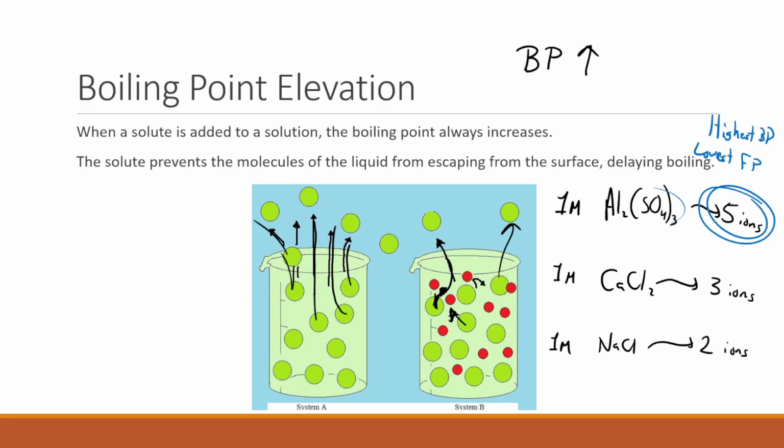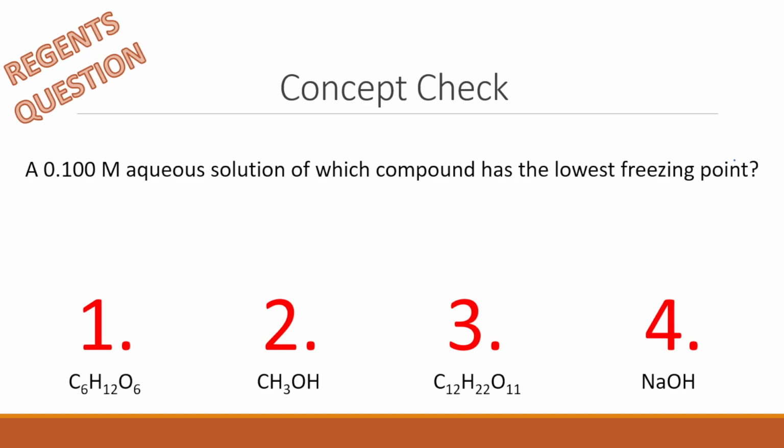The biggest change to boiling point, the biggest change to freezing point, comes from the substance that has the most dissolved ions. Let's do one practice question. A 0.1 molar solution of which of these 4 things has the lowest freezing point? Lowest freezing point.